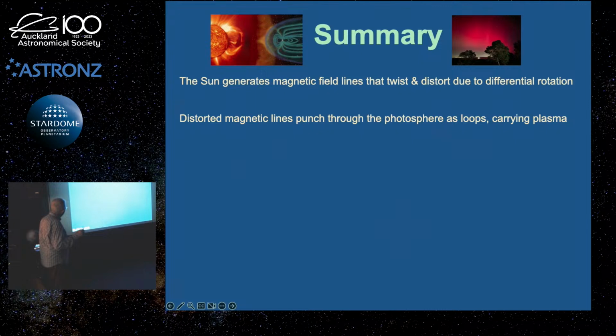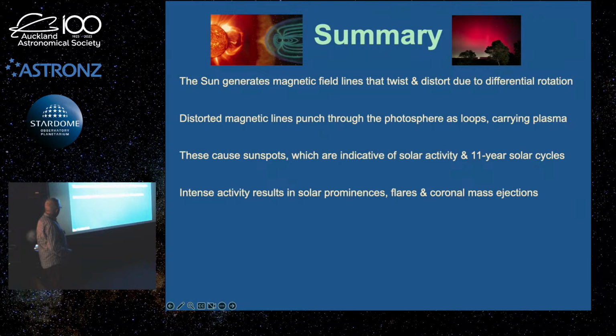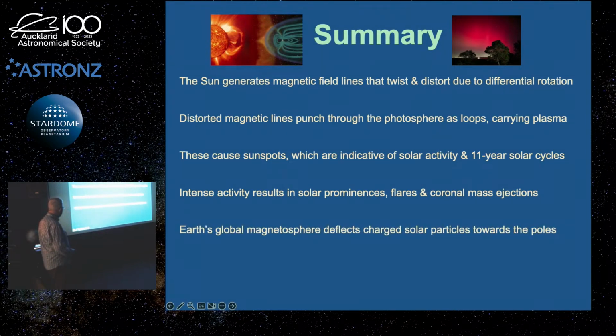Those distorted magnetic lines get twisted up like a rubber band, go up perpendicular into loops and punch through the photosphere, carrying plasma with them. These then suppress the plasma down below them and create these darker sunspots. And the sunspots are very indicative of solar activity in general, which of course the sun goes through in 11-year cycles. The intense activity from the sunspots, the magnetic fields associated with those sunspots, results in solar prominences, solar flares, and those coronal mass ejections.